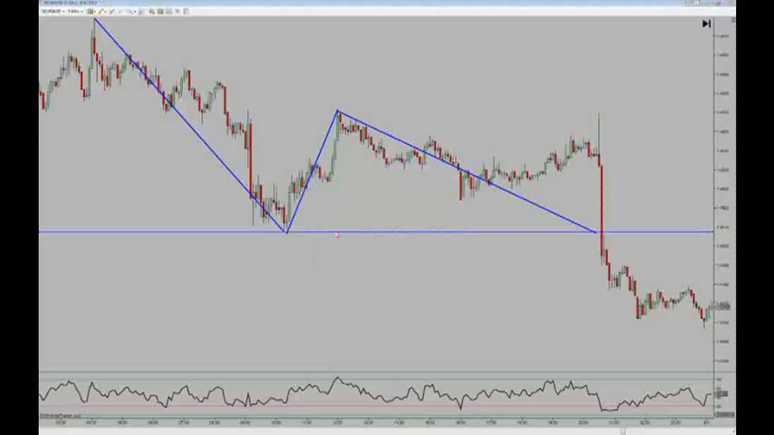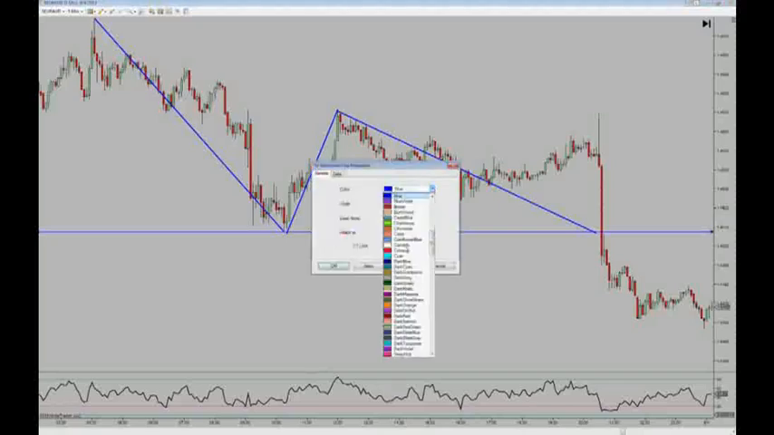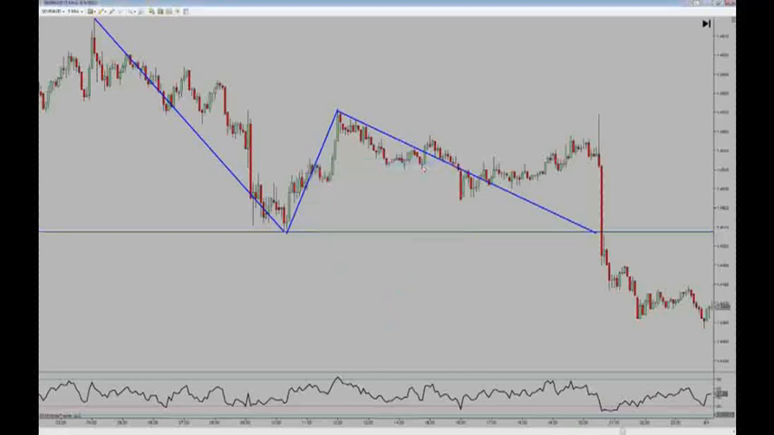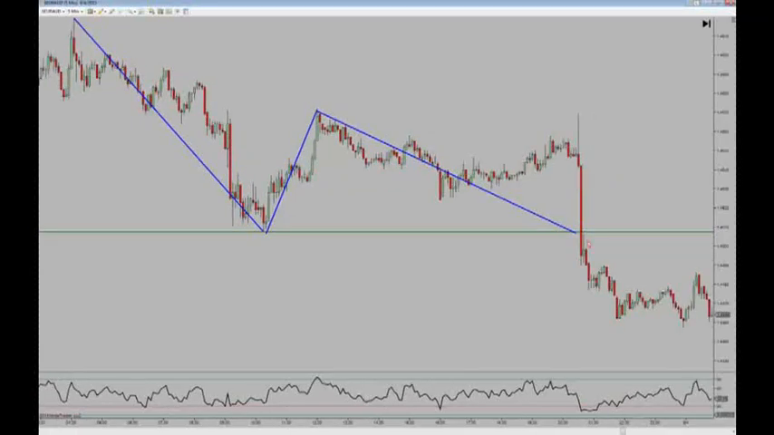Now I should make this a different color since I'm using blue all the time. Let's make this dark green, money color. You can see this big red candle right here. As it pushes down, not only do we break the lows of our initial structure low, but we close below it, giving us a valid lower low, lower close, and also a valid new structure low.